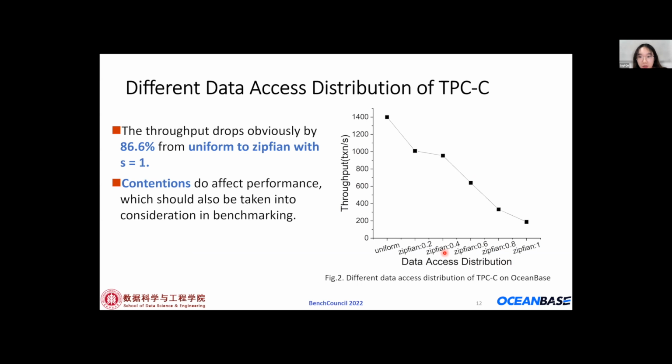This experiment shows the throughput of TPC-C on OceanBase by changing the data access distribution of warehouse ID. The access distribution covers uniform and Zipfian distribution with parameters of different values. The throughput drops obviously by 86.6% from uniform to Zipfian-1. It shows that contention does affect performance easily, which should also be taken into consideration in benchmarking.